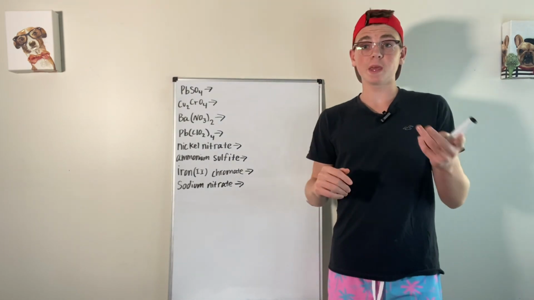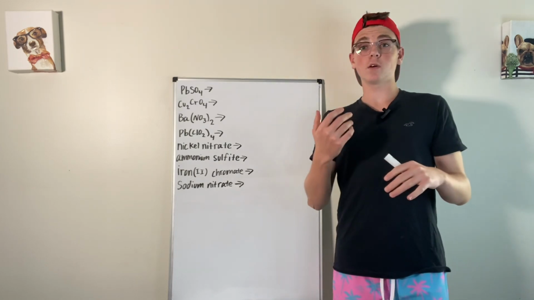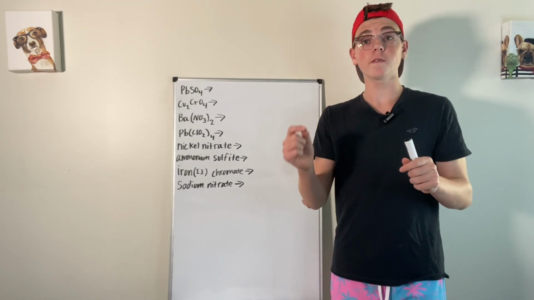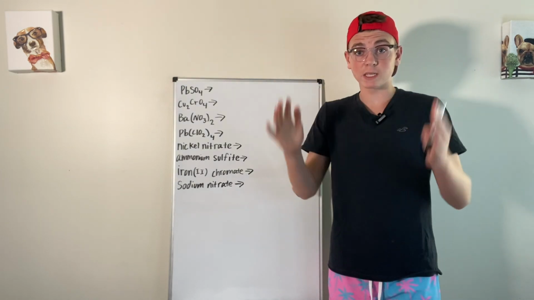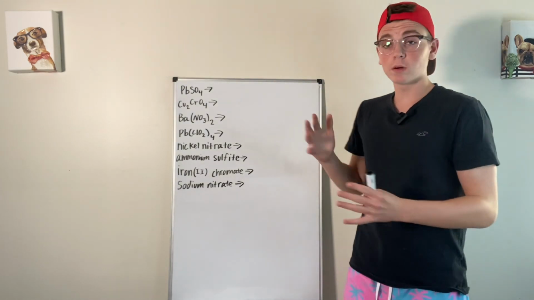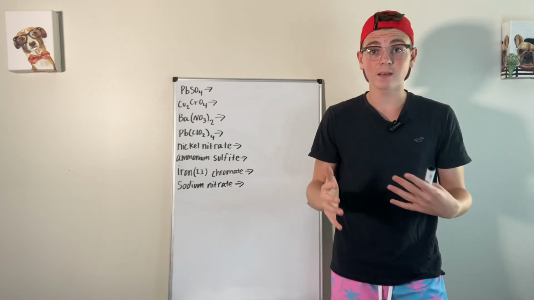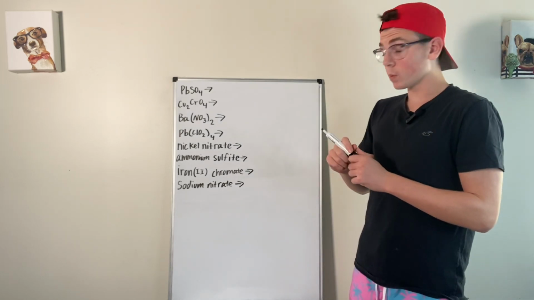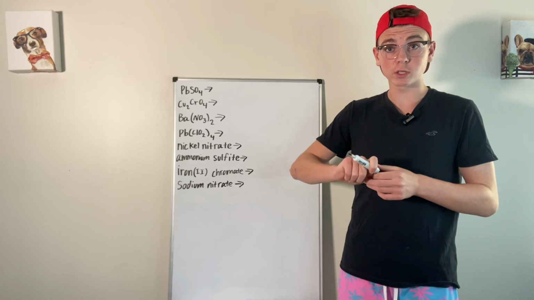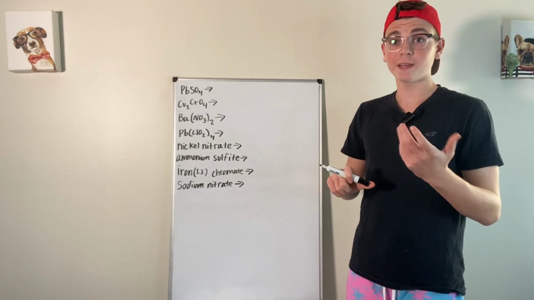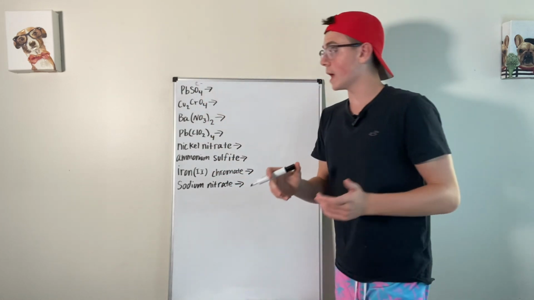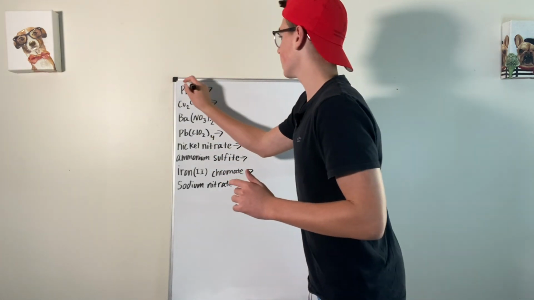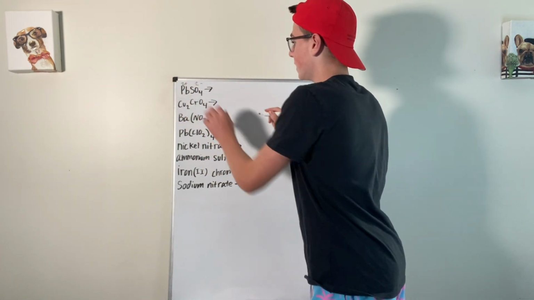PbSO4. We know Pb is lead and SO4 is sulfate. So now we know Pb is a transition metal, and we don't know what type of lead this is. So we're going to look at the charge of sulfate. Sulfate is SO4 2 negative, so sulfate is 2 minus, and then that means Pb has to be 2 plus because there's one of each.